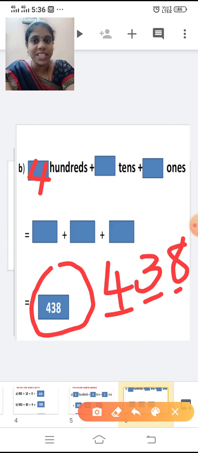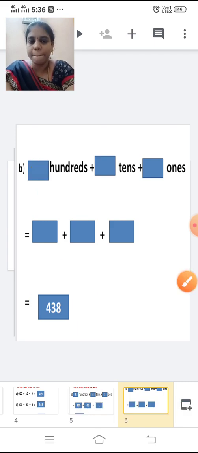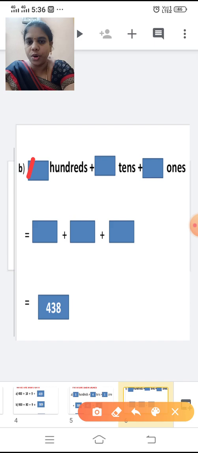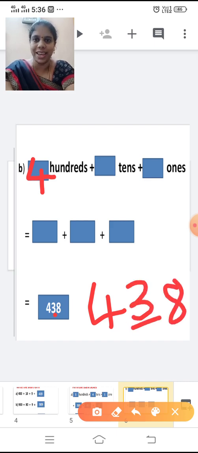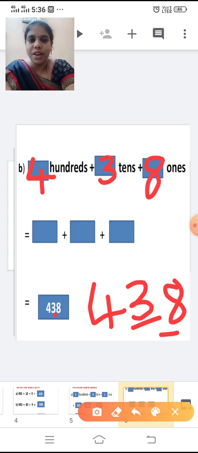Now how many hundreds? 400, right? So write 400. How many tens in this number 4, 3, 8? 3 tens, right? So write 3 tens. And how many ones? Yes, 8 ones. 4 hundreds plus 3 tens plus 8 ones. Now shall we write this in expanded form?